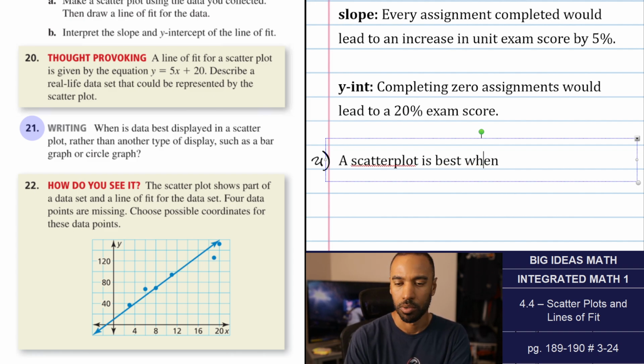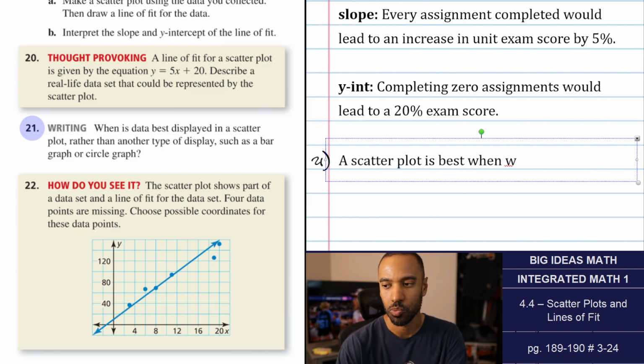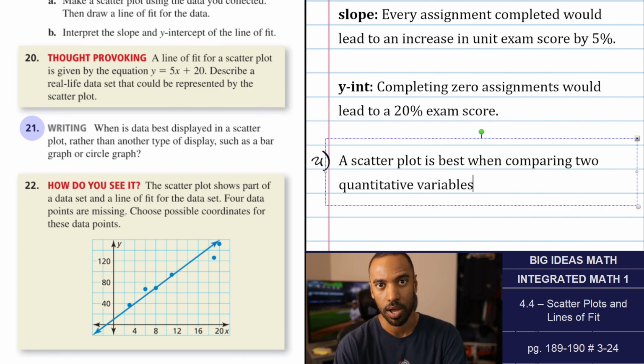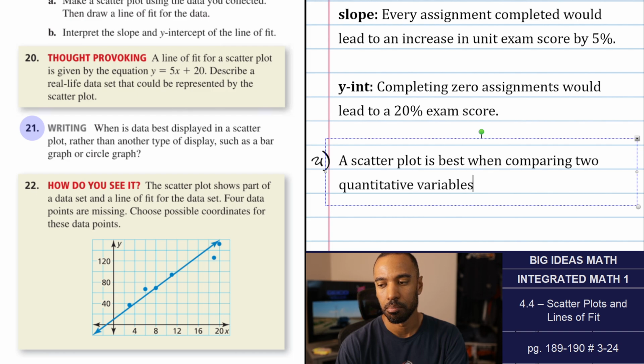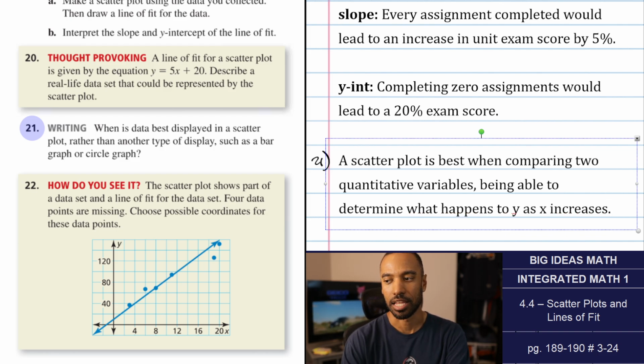Scatter plot's not one word, right? Trend line is 2 words. Scatter plot is 2 words. A scatter plot is best when comparing 2 quantitative variables. Quantitative meaning numbers. As something can increase, what happens? Being able to determine what happens to y as x increases. I think that's really the best thing there.